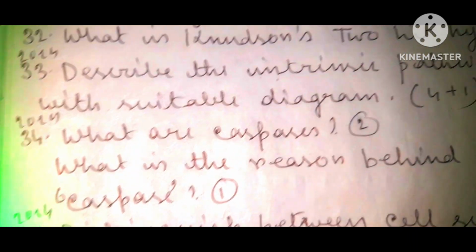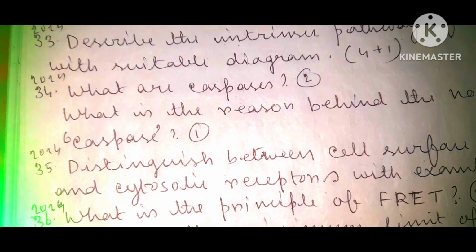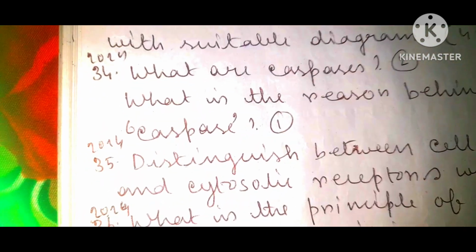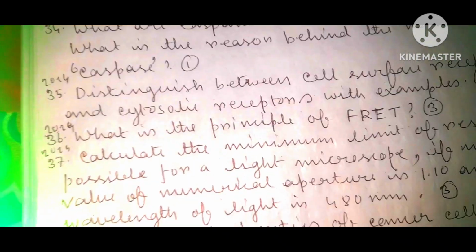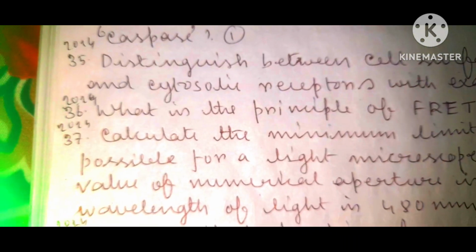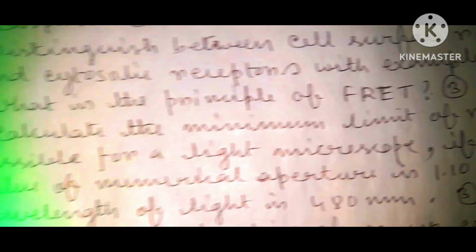Describe the intrinsic pathway of apoptosis with suitable diagram, carrying 4 plus 1 marks. What are caspases, carrying 2 marks? What is the reason behind the nomenclature caspase, carrying 1 mark? Distinguish between cell surface receptors and cytosolic receptors with examples, carrying 2 marks.